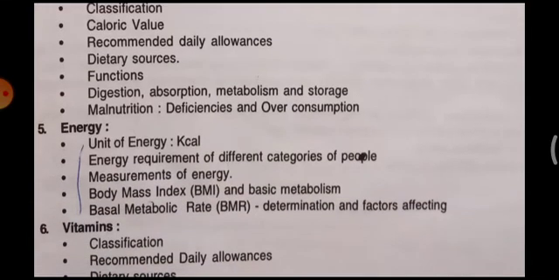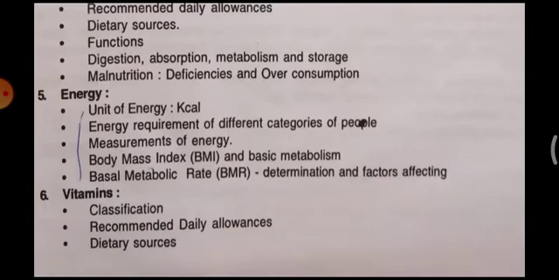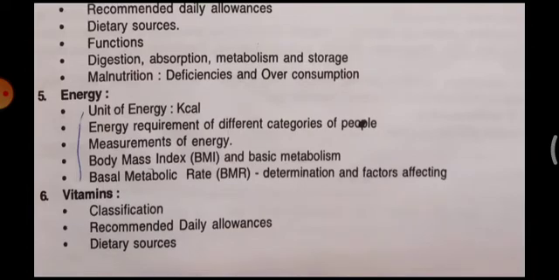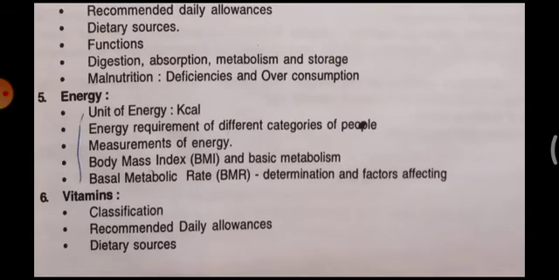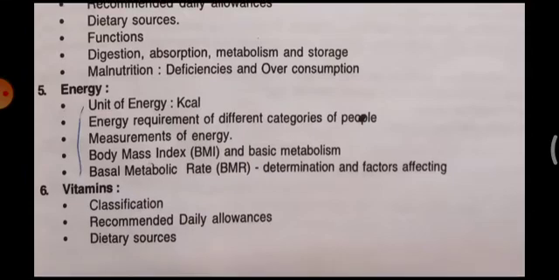Chapter 5 is energy. What is energy and what is the unit of energy? Energy requirement of different categories of people, how energy is measured, body mass index BMI, BMR, basic metabolic rate, and next is vitamins.